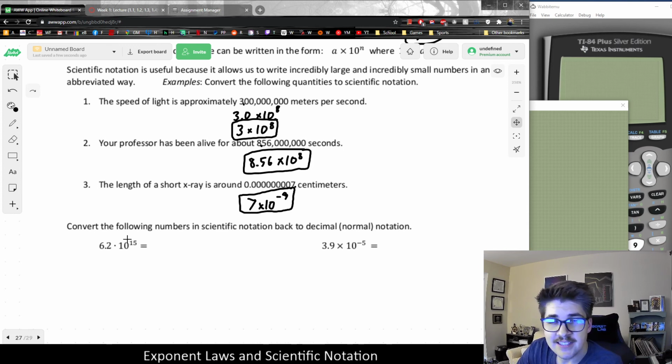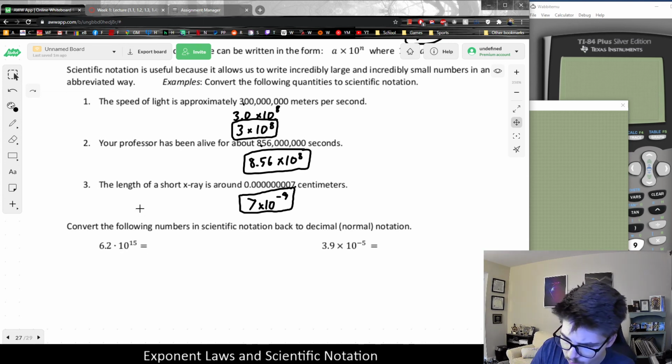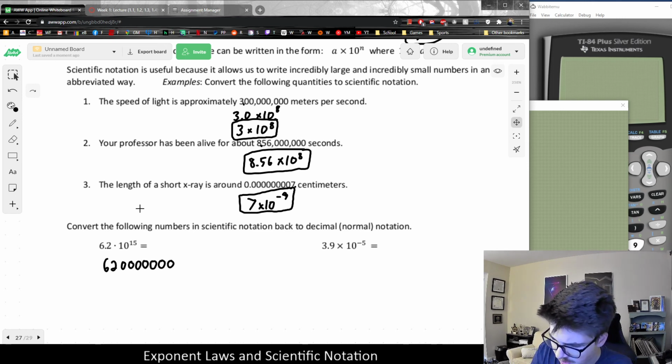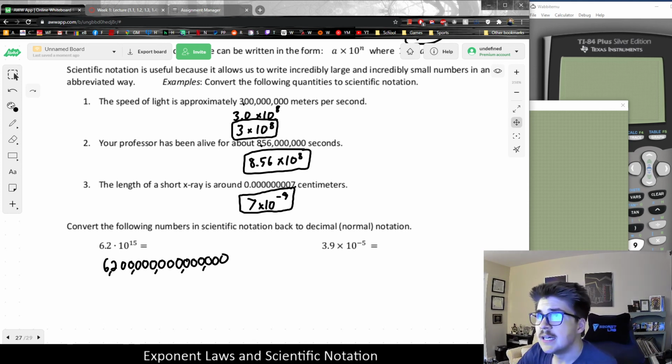Technically, it's not as simple as just adding that many zeros, because if I'm multiplying by 10 to the 15th, I want to move this decimal place 15 spaces to the right. One space would put it at 62, and then I would have to do 14 more spaces. So really it would be 62 with 14 zeros at the end: 1, 2, 3, 4, 5, 6, 7, 8, 9, 10, 11, 12, 13, 14. And the commas are very helpful with really, really big numbers, just so I can tell. But that would be a really, really big number.